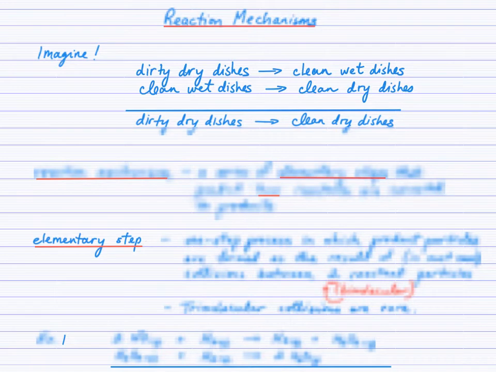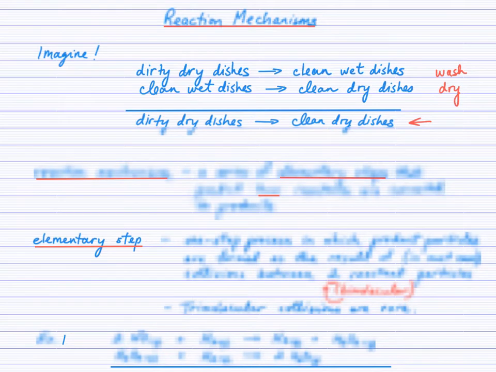So what I'm trying to give you an analogy for here is the concept of a reaction mechanism. The idea that an overall reaction, which I've said is here, the dirty, dry dishes becoming clean, dry dishes, actually doesn't occur in a single step. Knowing the overall reaction doesn't actually tell us how the products are formed. A mechanism, though, proposes how the products are formed. So, for example, we have the wash step, and then we have the dry step.